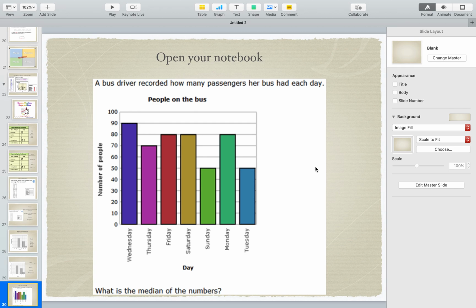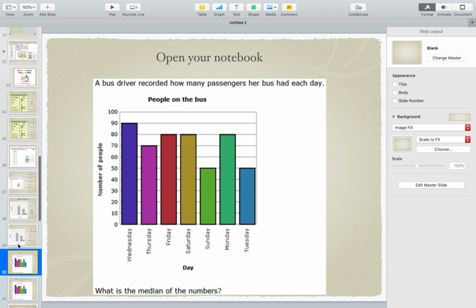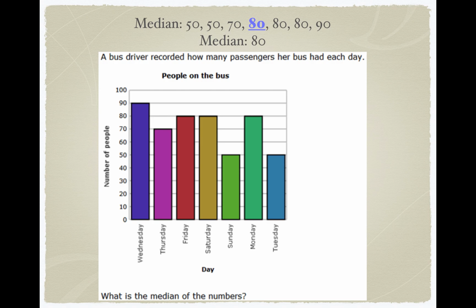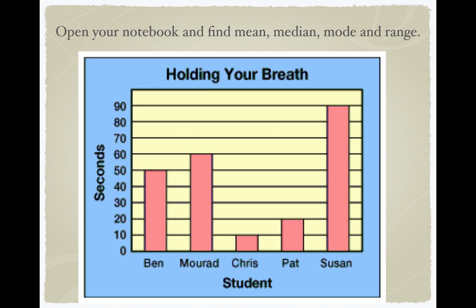You can pause this because I'm going to show you the answer. So I'd like you to really try this yourselves, okay? You need to analyze this, okay, and arrange these numbers. So not 90, 70, okay, 80, 80, 50, 80, 50 from smallest to biggest. So let's check. So when you do that, okay, you get your median is the number in the middle, so it's 80. Okay, now next one, open your notebook and find mean, median, mode, and range.